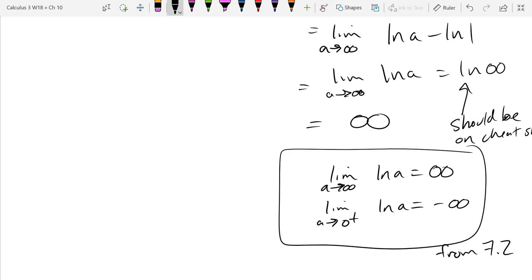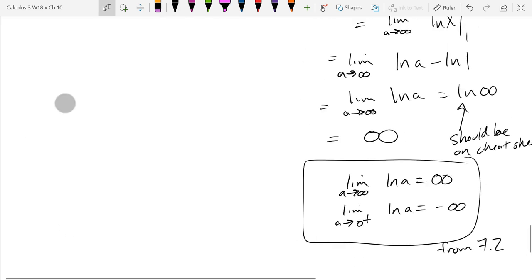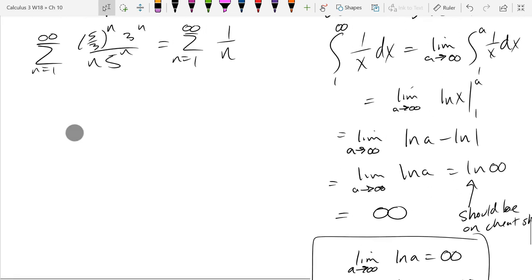It should be where natural log was defined. Natural log was 7.2, it should be in 7.2 somewhere. All right, so those should be on your cheat sheet, in your natural log calculus rules.